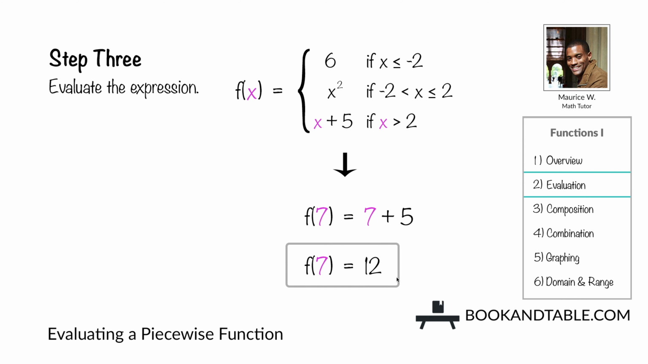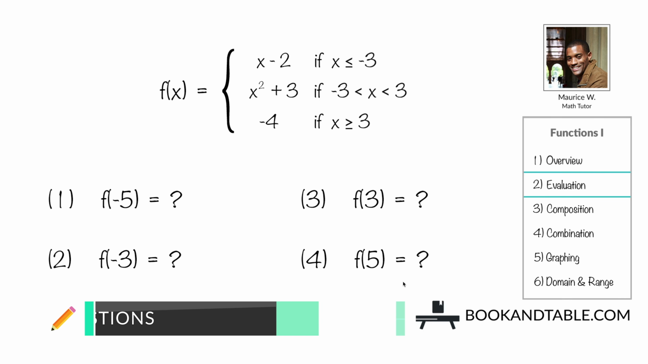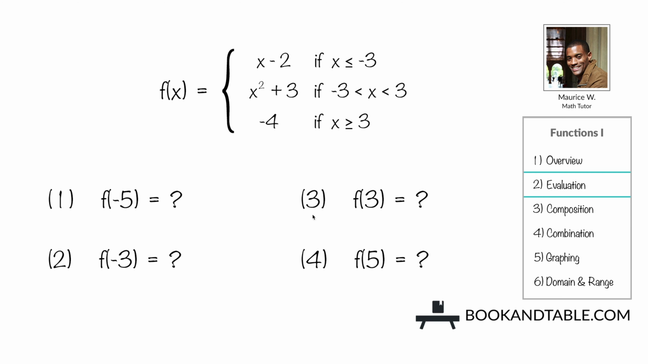So that is how you go about evaluating a piecewise function. Let's now have you try a few practice questions. Given that f of x is equal to x minus 2 if x is less than or equal to negative 3, and x squared plus 3 if negative 3 is less than x, which is less than 3, and f of x is equal to negative 4 if x is greater than or equal to 3.